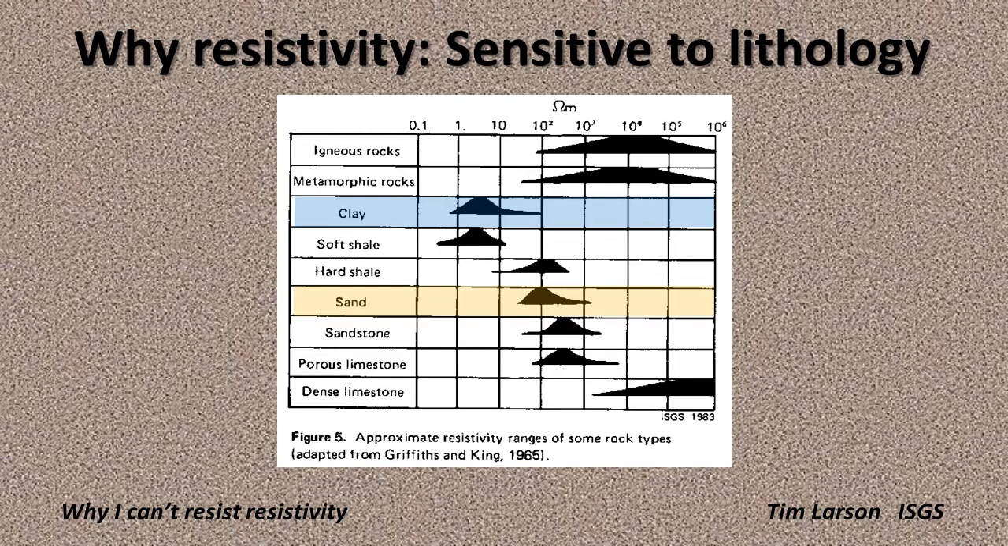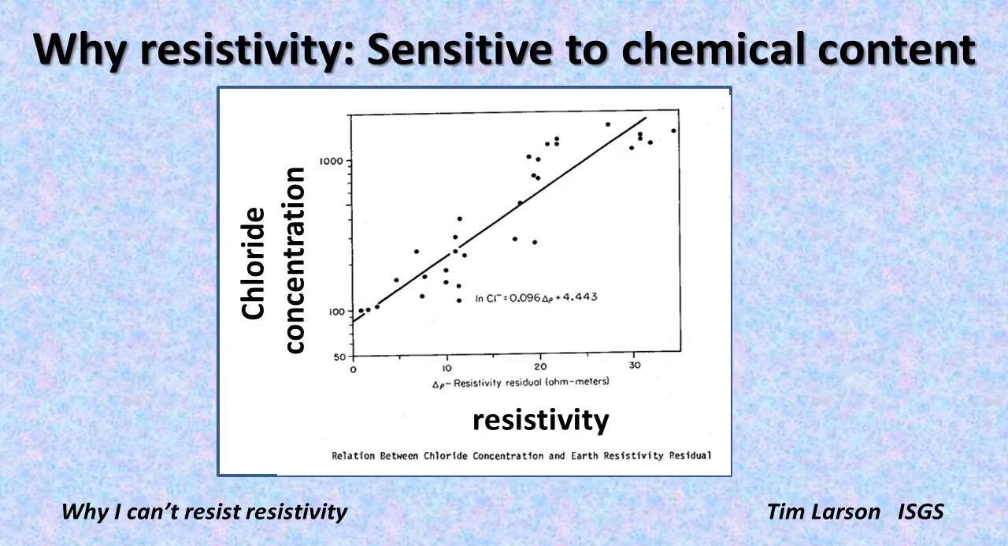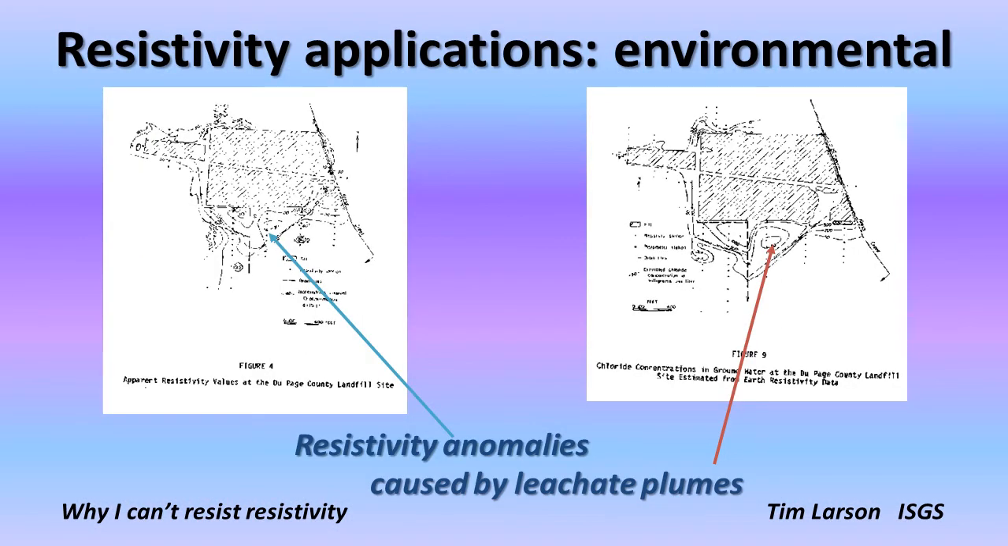Resistivity is sensitive to several different useful properties. For instance, we often take advantage of the contrast in resistivity between clay, which has a really low resistivity, and sand that has a high resistivity. It was initially used to locate mineral deposits because it's very sensitive to the ionic content of groundwater. This graph, for instance, shows the strong relationship between chloride concentration and resistivity, which is a property that's extremely useful in environmental applications, tracing leachate plumes.